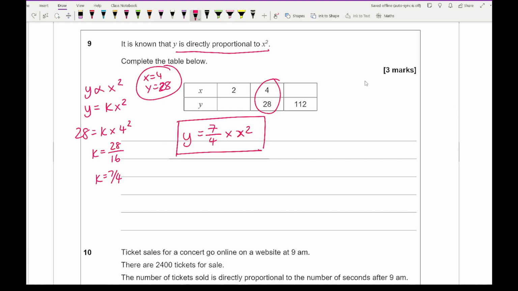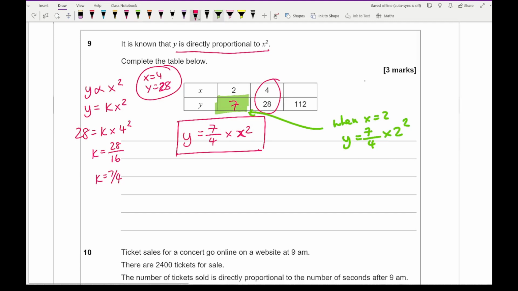Now just make sure that your x's does stand out from that other x. So then working out the other values. So let's start by working this one out here. And let's use screen. So here I've got when x is 2, I'm going to have y equals 7 over 4 times 2 squared. Enter that on the calculator and I get an answer of 7.